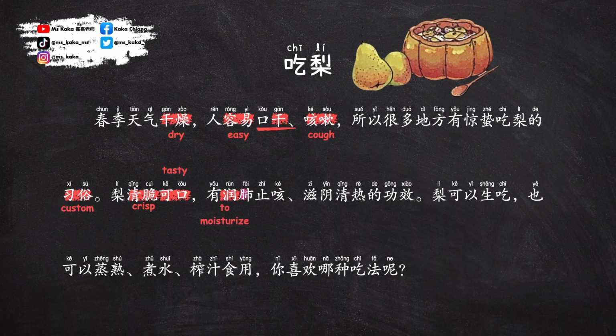to moisturize, 肺 lung. 润肺 to moisturize the lungs. 止 to stop, 止咳 literally to stop coughs. So it means to relieve coughs. 滋阴 to nourish yin. Yin in Chinese medicine is associated with the solid and fluid substances such as blood, body fluids, and tissues that nourish and support the organs and tissues. 清热 to expel the pathogenic heat. 功效 beneficial effect. Pears are not only crisp and delicious, but also have beneficial effects such as moisturizing the lungs, relieving coughs, nourish yin, and clearing pathogenic heat.